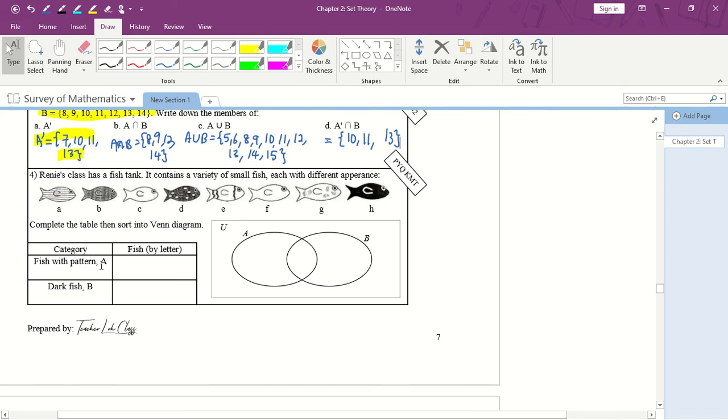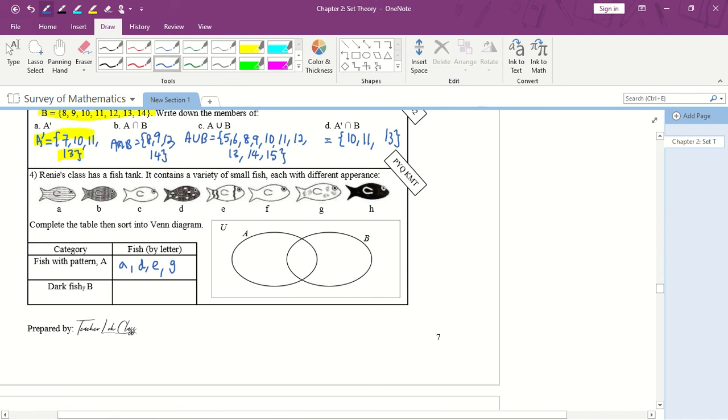So category capital A means fish with pattern. Capital B means dark fish. So now let's try to find which fish have patterns. We can see A has lines, so it's a pattern. B no, C no, it's just a plain color. D is a pattern, a dot pattern. E has a pattern. F no, G yes, G has small patterns here. And H is just a plain color.